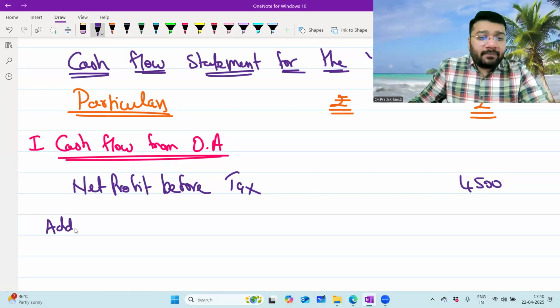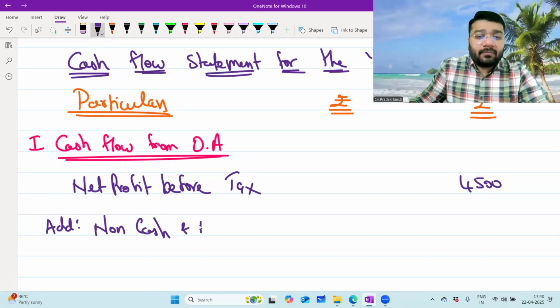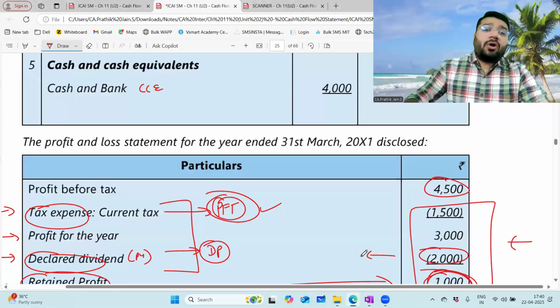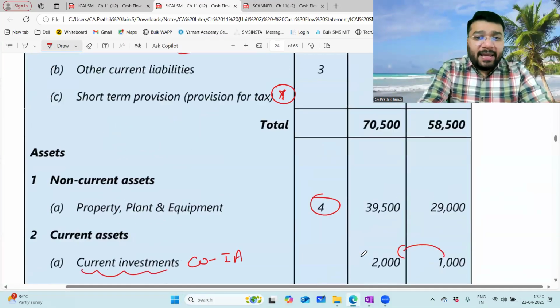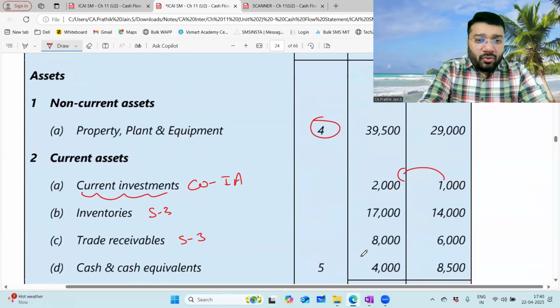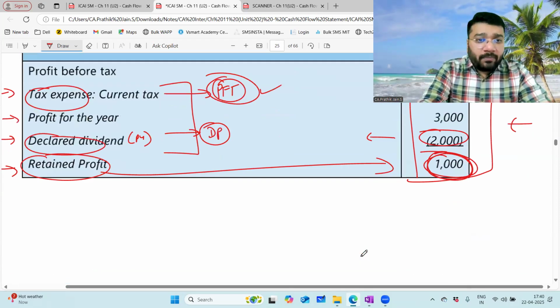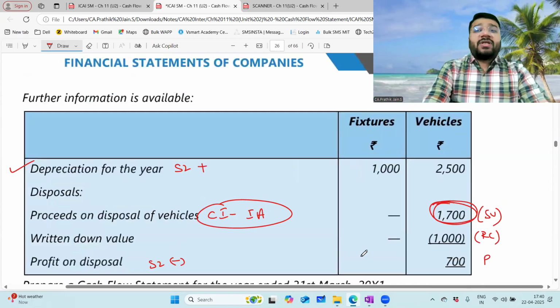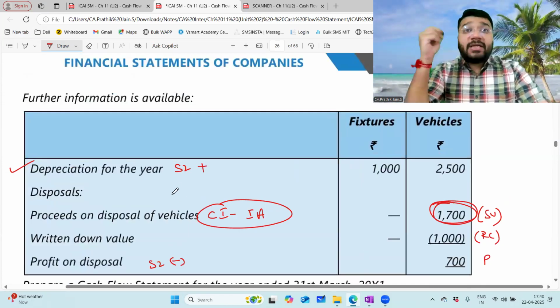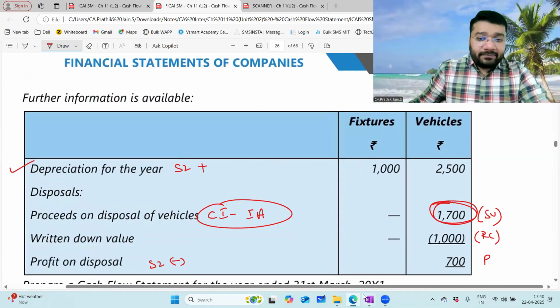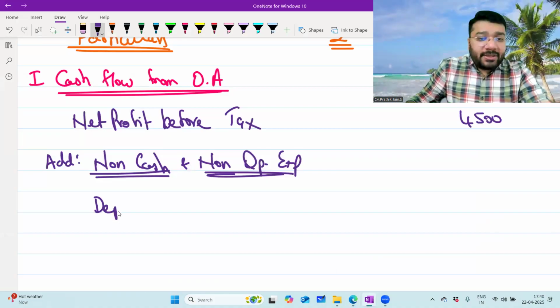Now add non-cash and non-operating expenses. Any non-cash and non-operating expenses? Let's come from the beginning. In the balance sheet, can you see any segment 2 items? No. In notes to accounts, any segment 2 items? No. Directly go to your fixtures and vehicles. So depreciation I'll add it. Immediately after depreciation, I'll prepare the ledger for fixtures and vehicles to see if there is anything else coming in it. Depreciation.